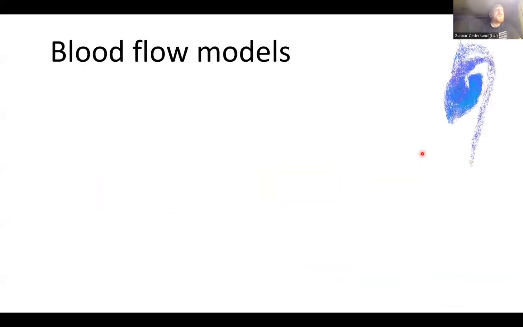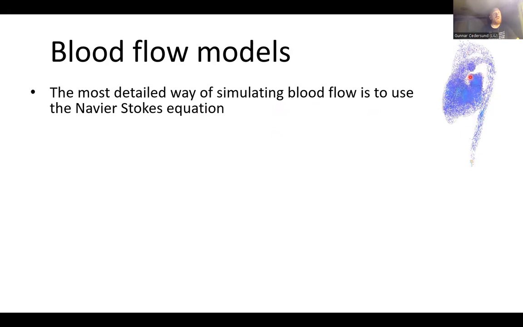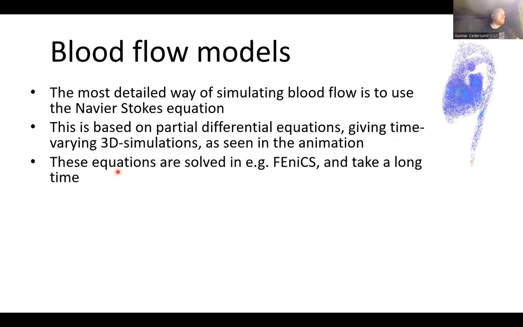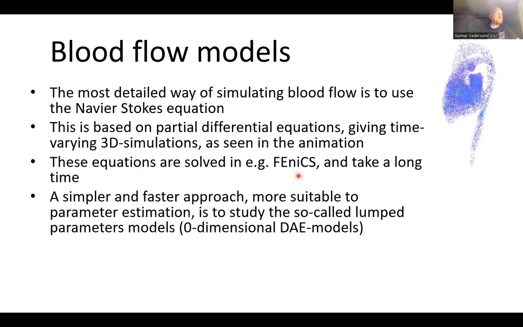So blood flow models. The full version is to simulate this type of three-dimensional time-varying flows, which involves solving the Navier-Stokes equation. This is based on partial differential equations and gives time-varying three-dimensional simulations, as seen in this animation here. You can do that using software such as FEniCS.